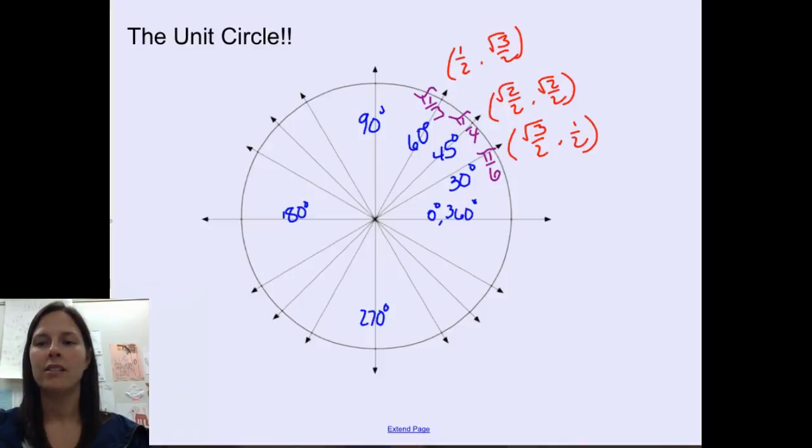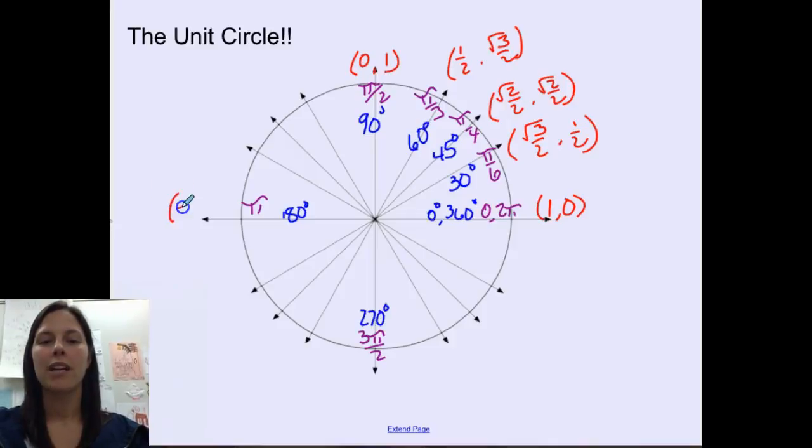In radians, we would have 0 or 2 pi, up at pi over 2, over to pi, and down to 3 pi over 2. Those ordered pairs, we're going the full length of the radius out and not up at all. Then we're going the full length of the radius up, but we didn't go over at all. Over at pi, we'd be at -1, 0. And down, we would be at 0, -1.